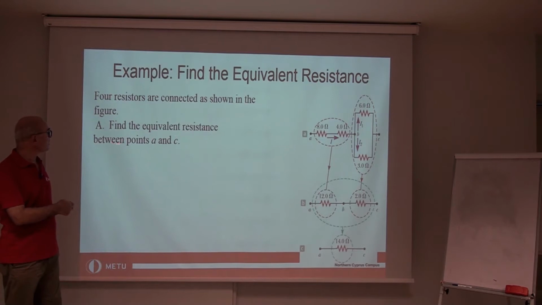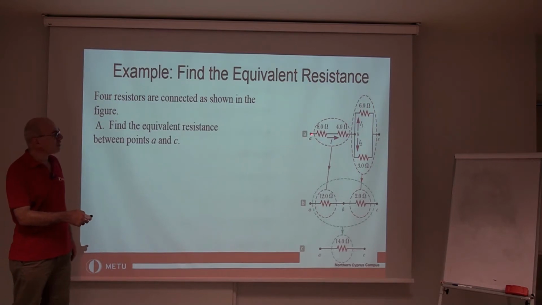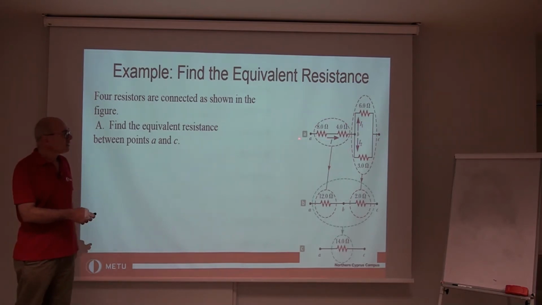Find the equivalent resistance between points A and C. We want to find the equivalent resistance between this point and this point. Now, if we look at it, this is quite simple, but the idea is the following. First, we look at these two. We see these two resistances are connected in series. Why? Because the same current is passing through them.